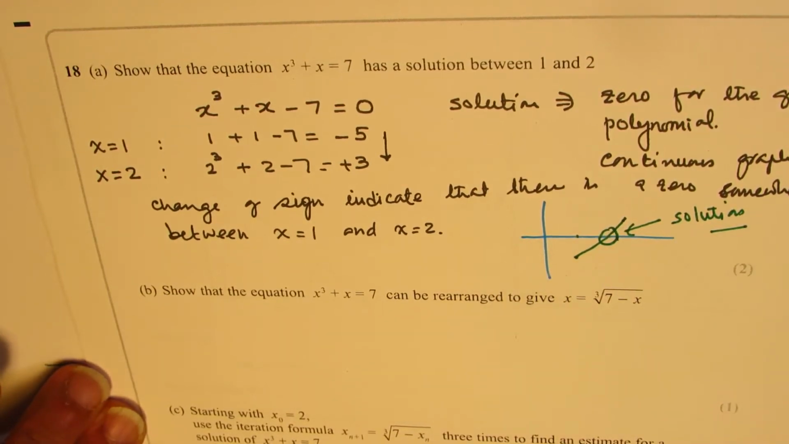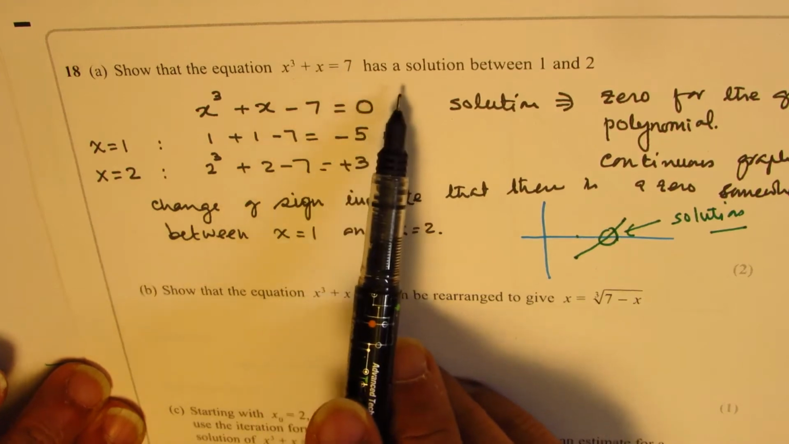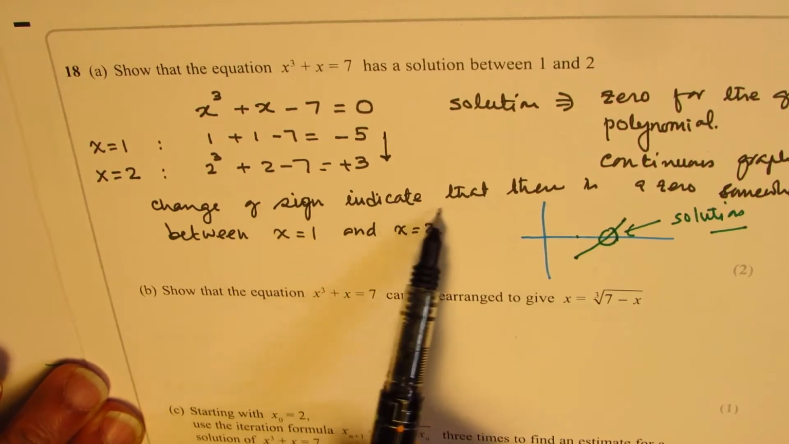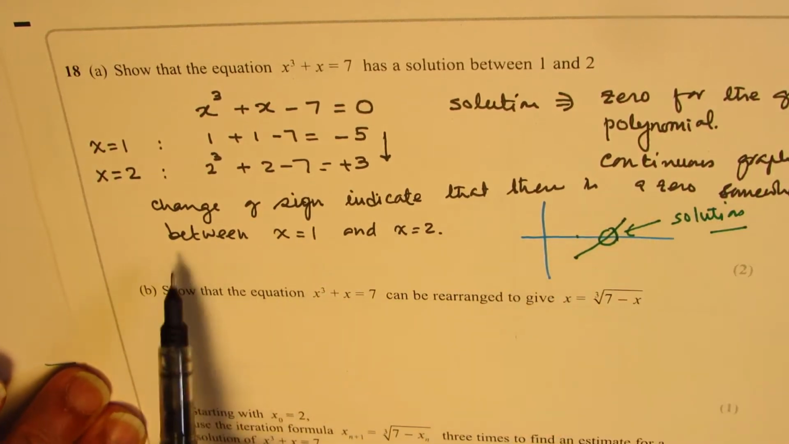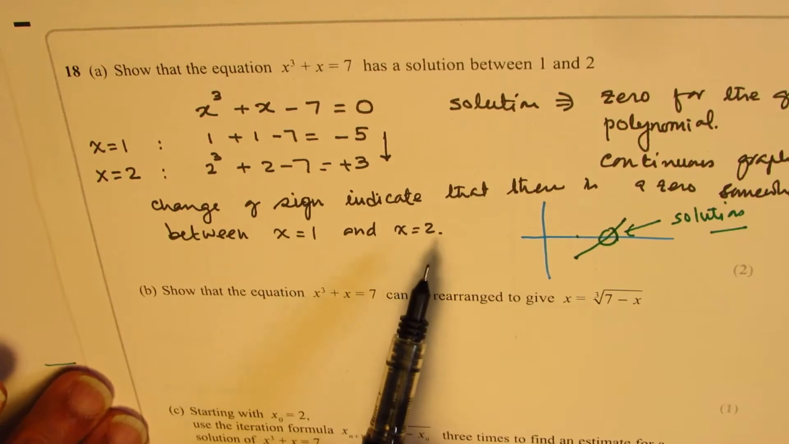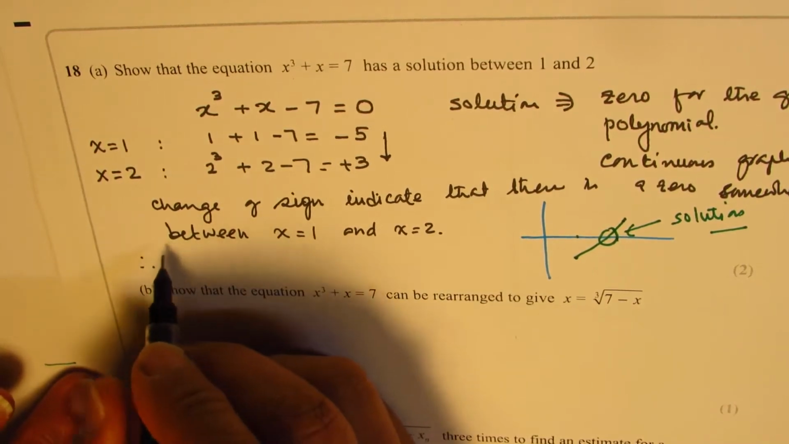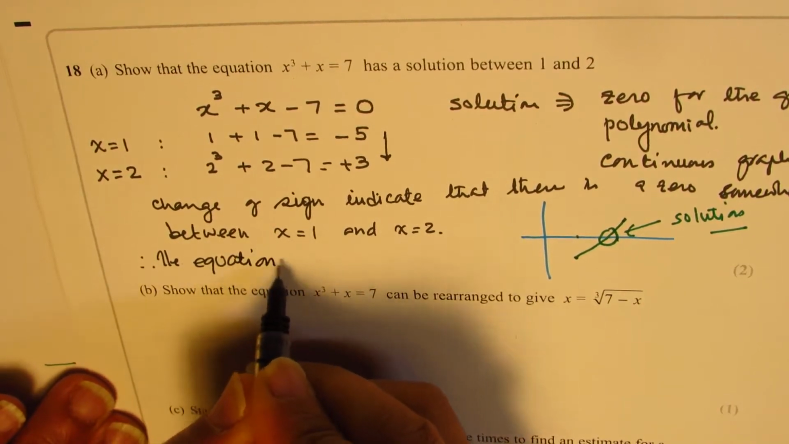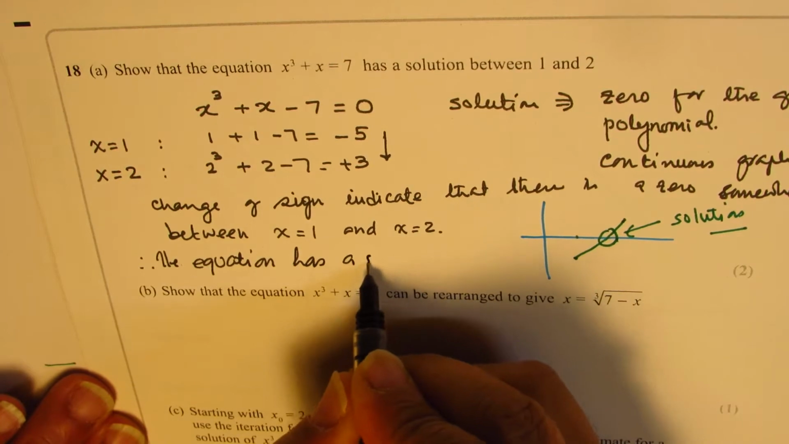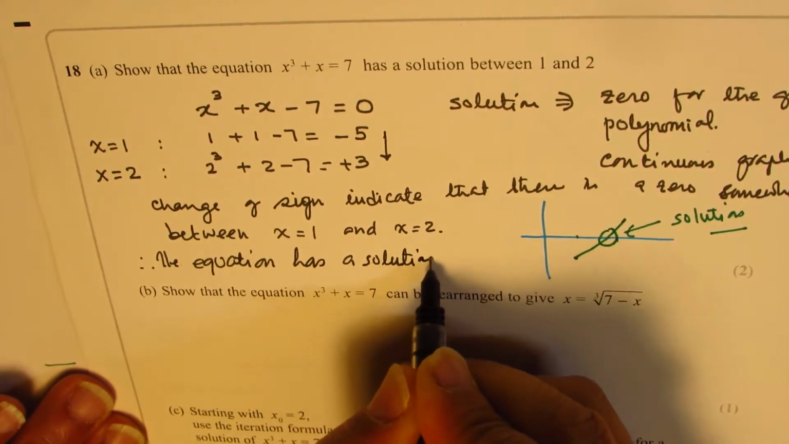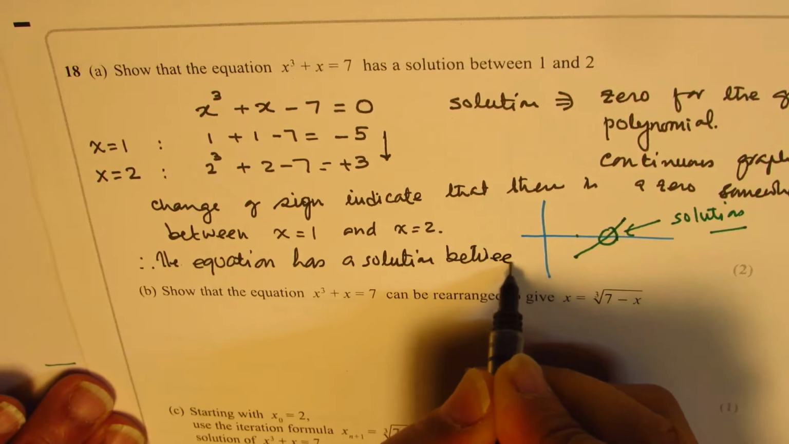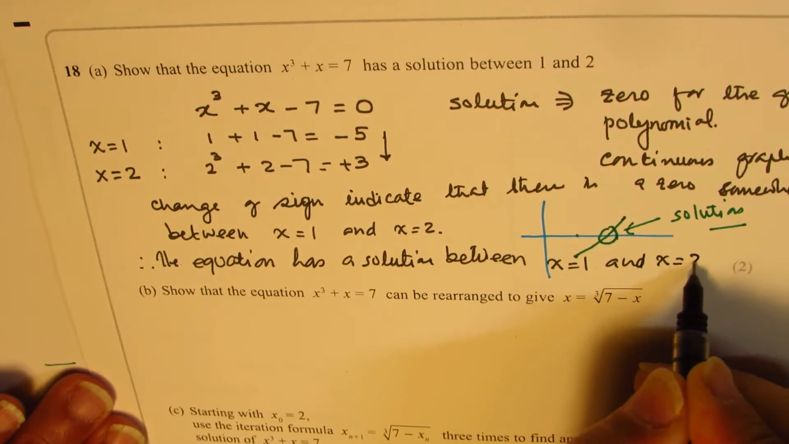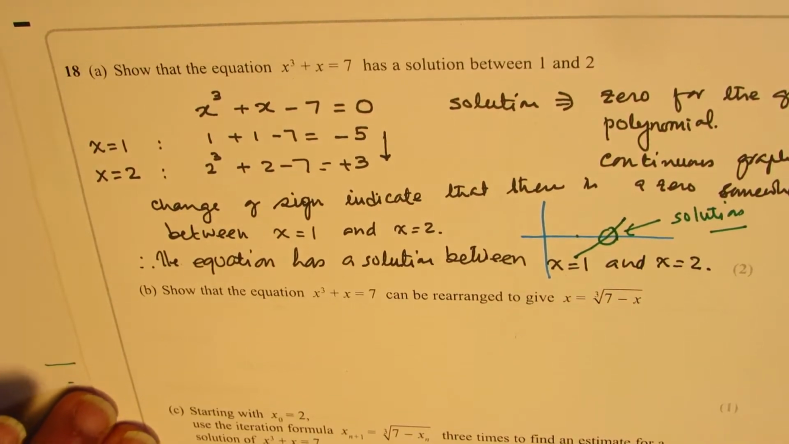Correct? So the question was, show that this equation has a solution between this. So that is how you're going to show it, right? So change of sign indicates that there is a 0 somewhere between x equals 1 and x equals 2. Therefore, the equation has a solution between x equals 1 and x equals 2. Is that clear to you? So that is how you're going to explain this.